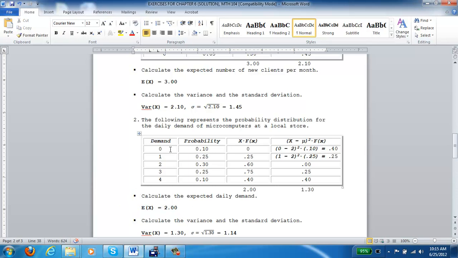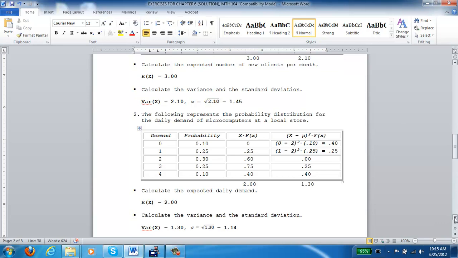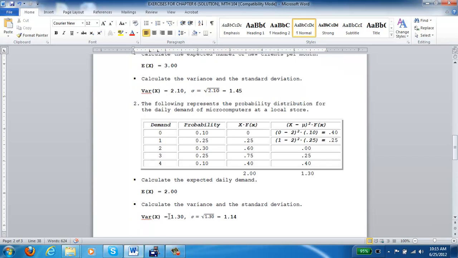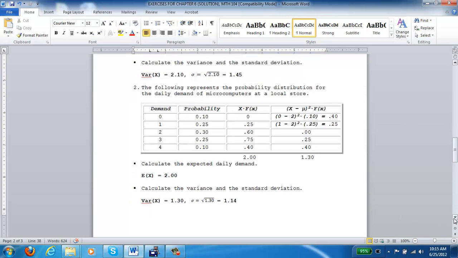Then for the variance, this is the x, this is the mu, this is the f of x, the probability. So we have to calculate 0 minus 2 square, which is 4, 4 times 0.1, 0.4. 1 minus 2 square is 1, 1 times 0.25 is 0.25, and then you continue. So the summation is 1.3, and this is the variance. So the variance is 1.3, the standard deviation is the square root of the variance, 1.14.